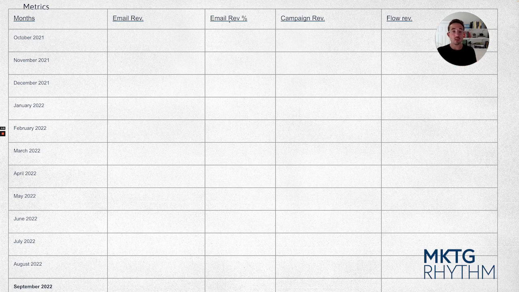We look at also percentage of revenue from email as a percentage of total e-commerce revenue. We also have the campaign revenue and flow revenue. We want to understand how these break down so we can understand how they're making that business impact, but also if for whatever reason we're not seeing the performance we like, we know where we're going to need to start to dive in and adjust.